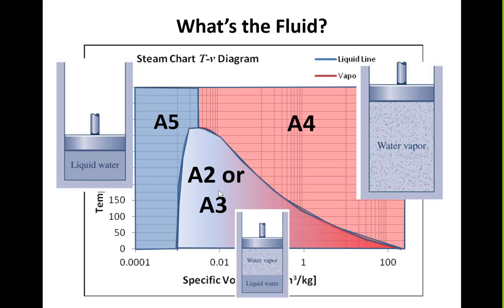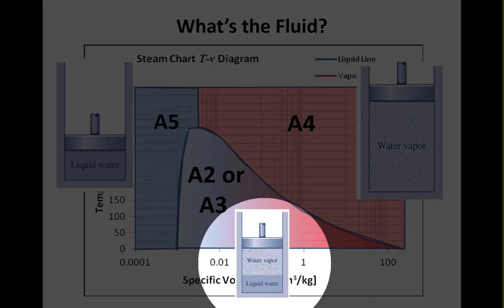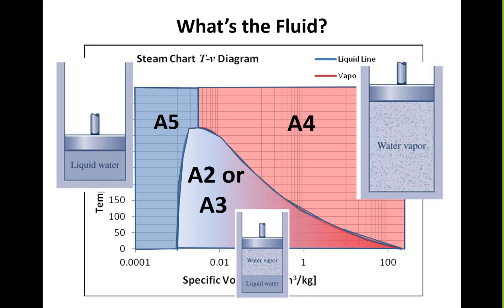And then if I know the temperature, I'll use table A2. But if I know the pressure, I'll use table A3. But in either of those cases, we're under this vapor dome and we have this combination of saturated liquid water and saturated water vapor. So when we're trying to answer this question, what's the fluid, and we know that it's water, I like to draw either a T-v or a P-v diagram.